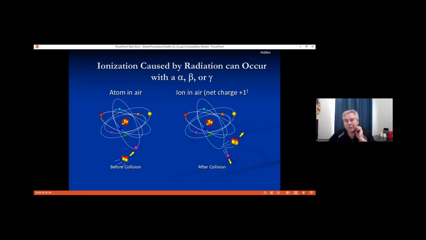Okay, here we lost 1 electron. So we have a net charge of positive 1. If it was an ion that had gained an electron, then we have 1 more electron than the number of protons, and we have a negative net charge of -1 at that point.